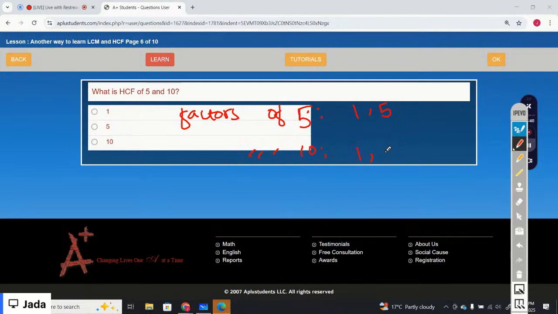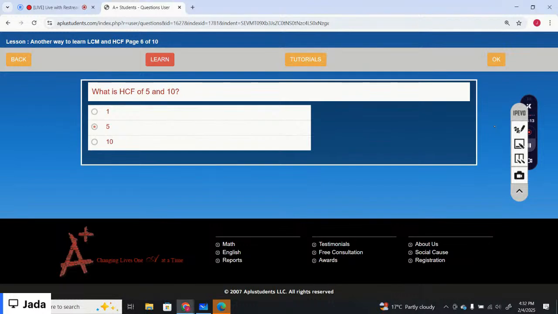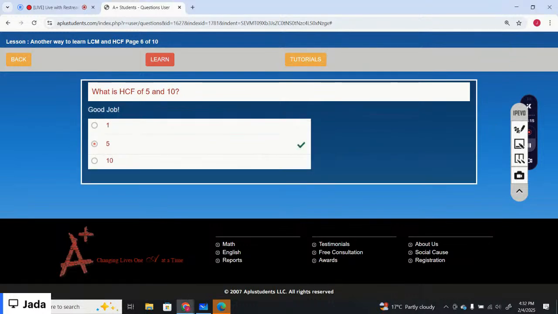The factors of 10 are: 1 times 10 is 10 and 5 times 2 is 10. So these are the factors of 10. So the highest common factor is 5. The correct option is option number 2. That is 5. Got it?